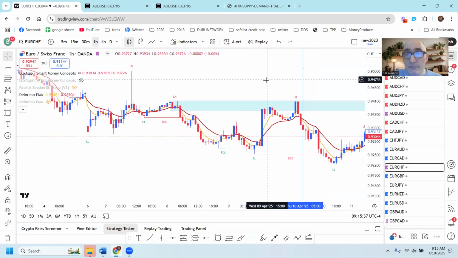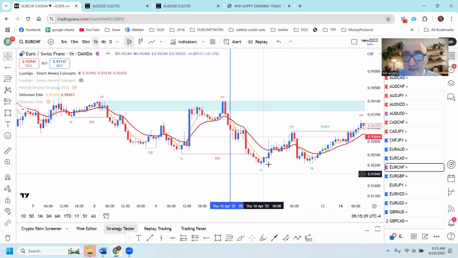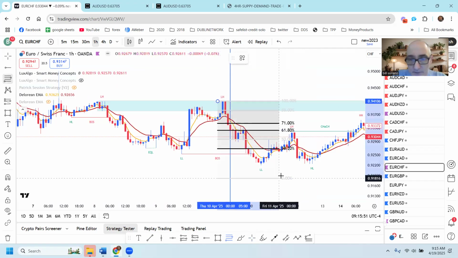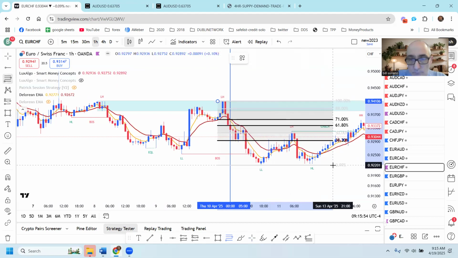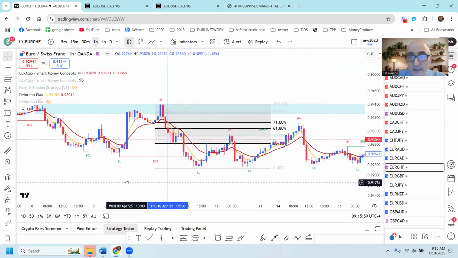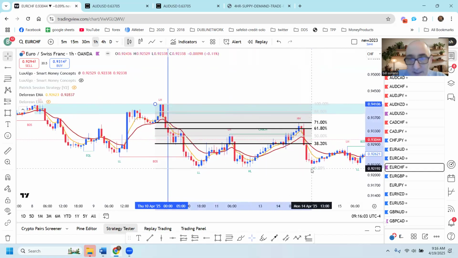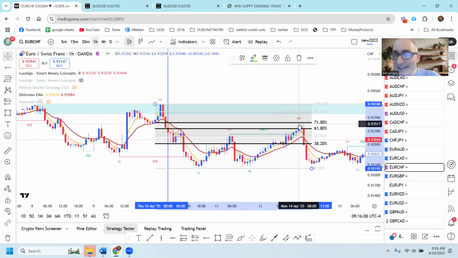In order to draw our fib, we have to first wait for price to start to retrace, right? So price comes down and it comes all the way down to here. So we're going to draw our fib from this high to this low. And we're going to look to enter this trade on price hitting the 71.